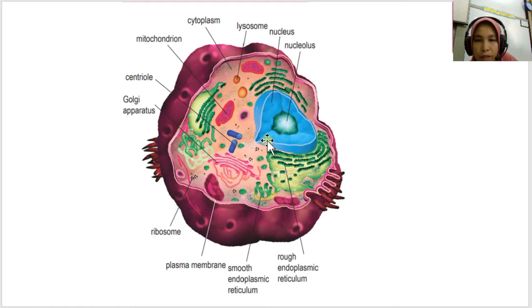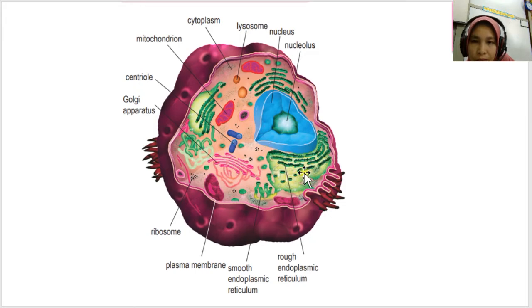Let's go first to the blue color here. This refers to the nucleus. Inside the nucleus, there is the nucleolus. Nucleolus. Then we go to the outside of the nucleus.